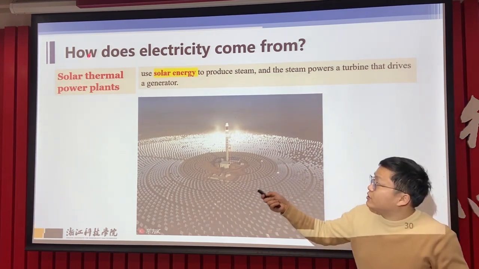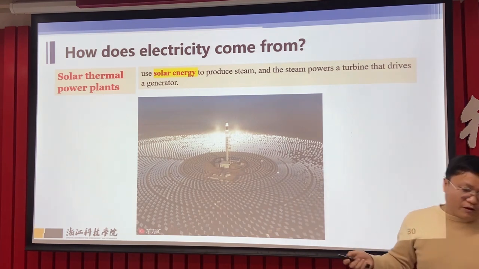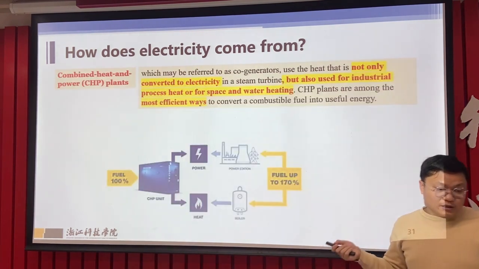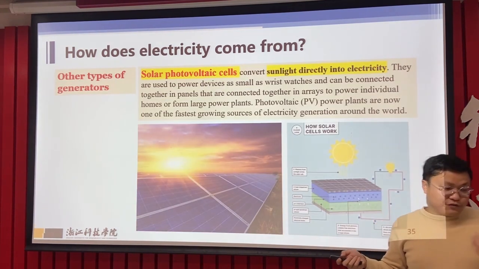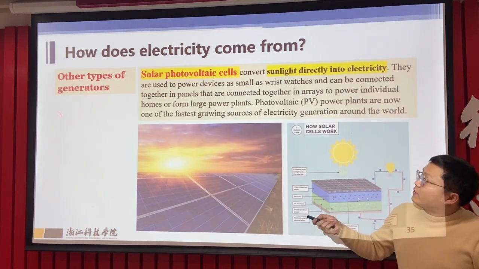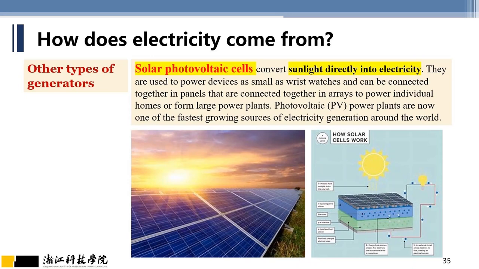Here are solar thermal power plants, and we also have another kind of solar energy power plant. It's solar photovoltaic cells.